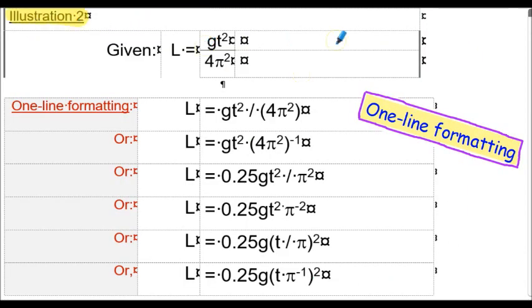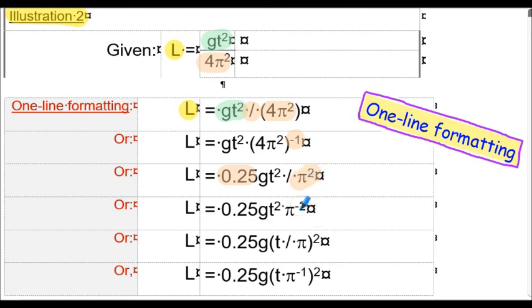Illustration 2, we're given that L is equal to GT squared divided by 4 pi squared. So formatted onto one line, the L is equal to the GT squared divided by the 4 pi squared in the bracket, notice. If I wanted to, I could replace the division sign, the slash sign here, with the -1 index. Because I'm actually dividing by 4, I can actually multiply by 0.25, multiplying GT squared by 0.25, and then dividing by the pi squared.